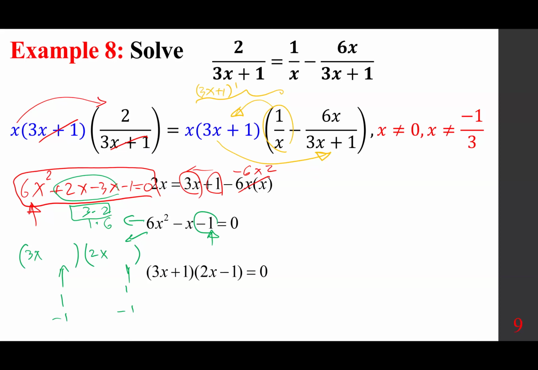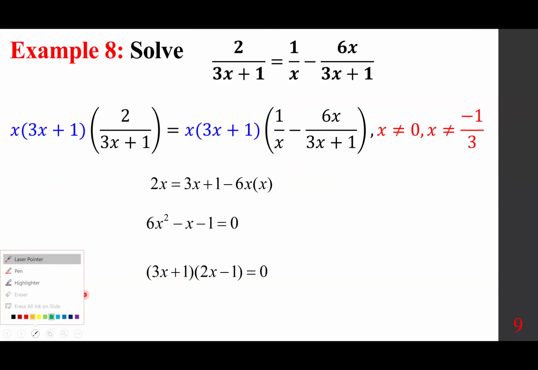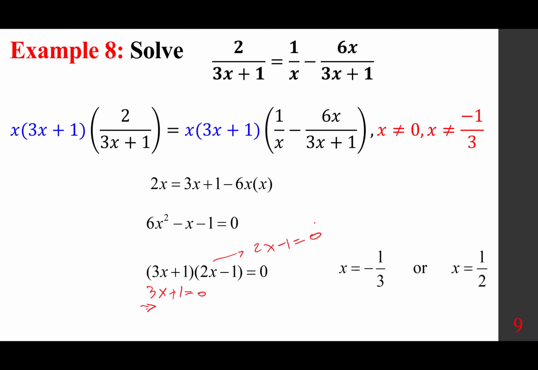Notice what should work is the middle term. This works out to 2x. This works out to minus 3x. And the sum should be minus x. And it is. Again, we will go over that with more details later on, although you have seen factoring before. So 3x plus 1 is 0. That means x is negative 1/3. 2x minus 1 is 0. That means x equals 1/2.